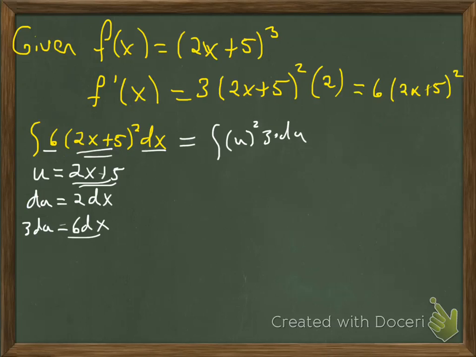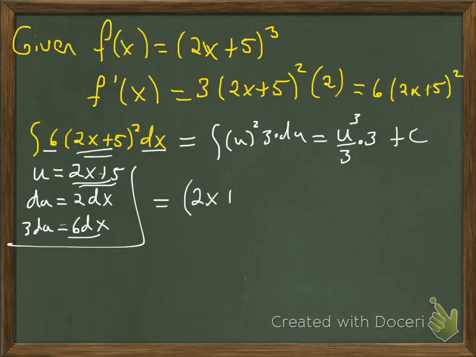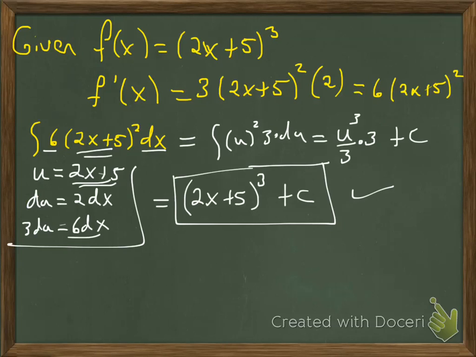Then we'll take the antiderivative. I know how to take the antiderivative of u squared: add 1 to the exponent and divide by that exponent. We had the pre-existing 3 there, and then plus your constant of integration. So the 3's will cancel, and you have (2x + 5)^3 plus your constant of integration. So we do get back to the original function plus a constant of integration, because we don't know what our initial conditions are. So it is the antiderivative of this.